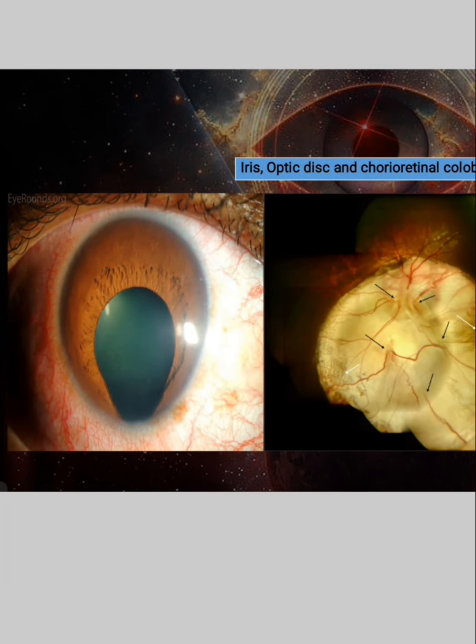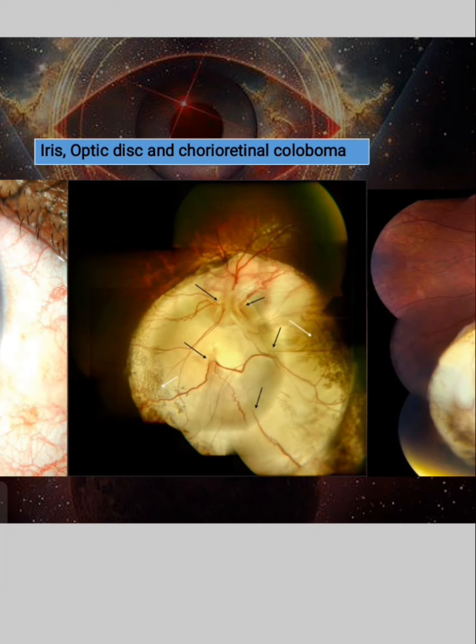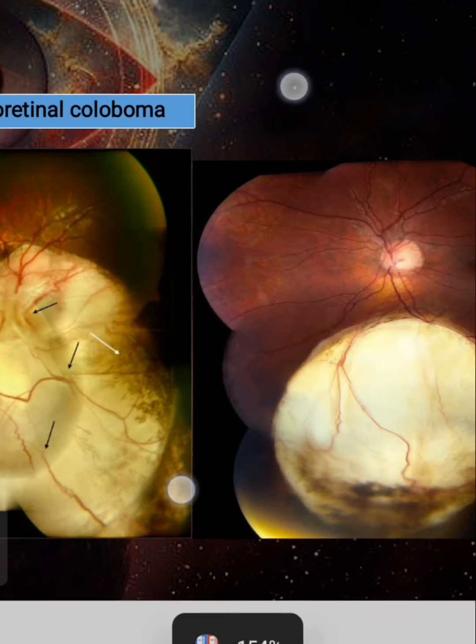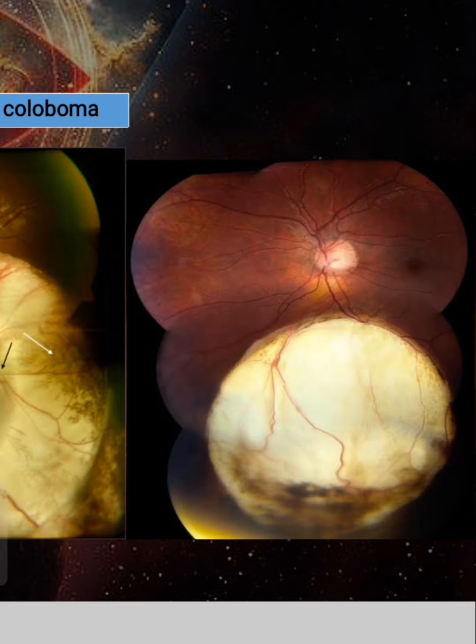This diagram is showing the iris coloboma. The middle diagram is showing the coloboma of optic disc and retina and choroid. And this one is chorioretinal coloboma.